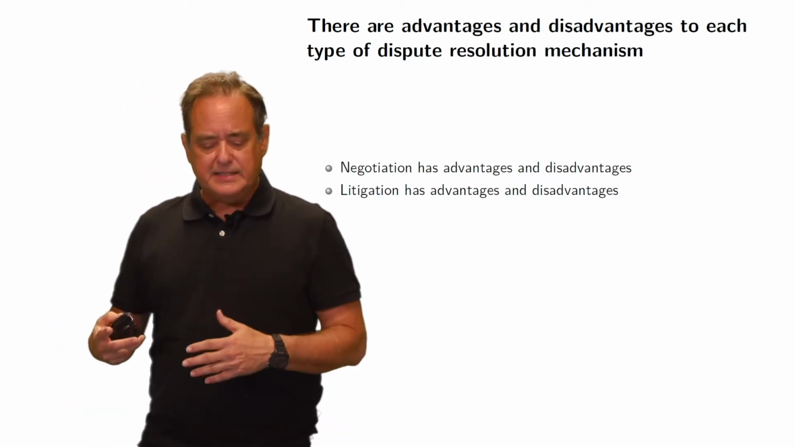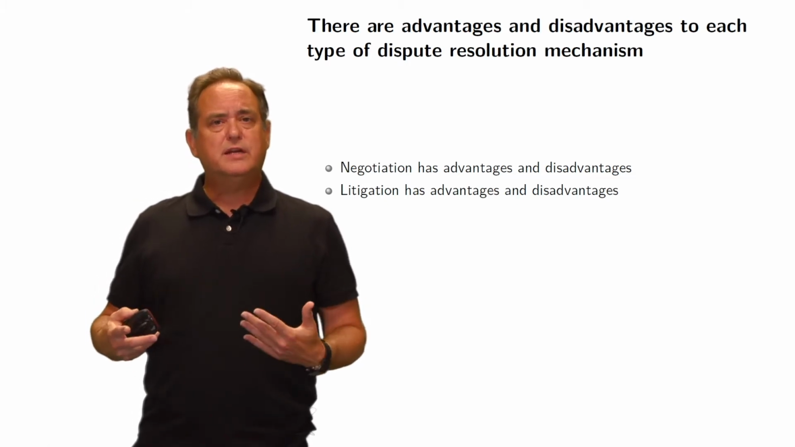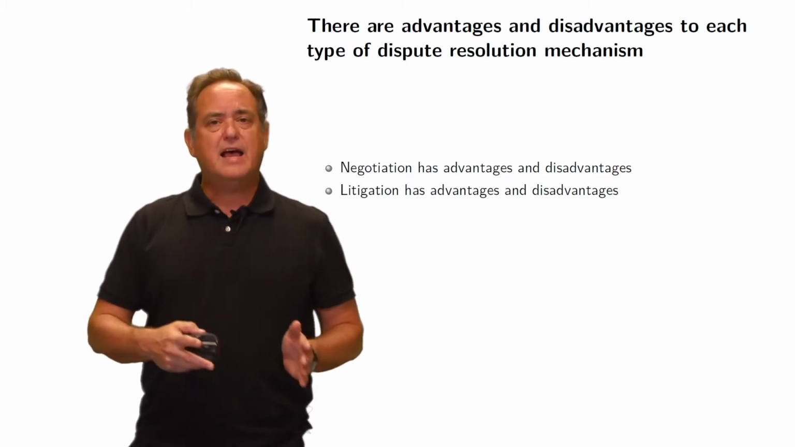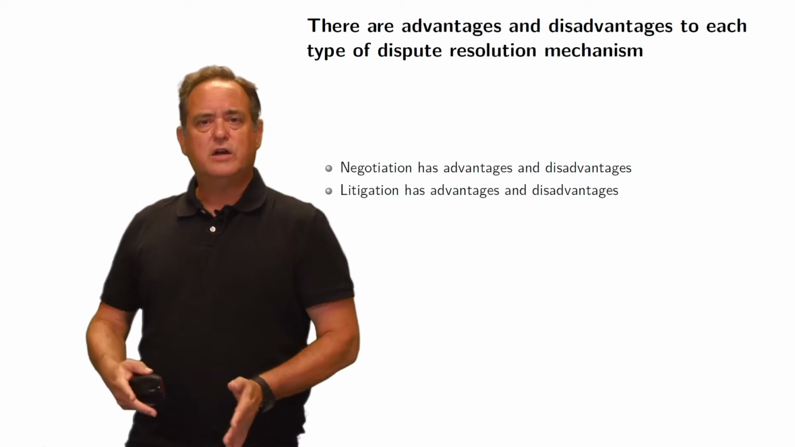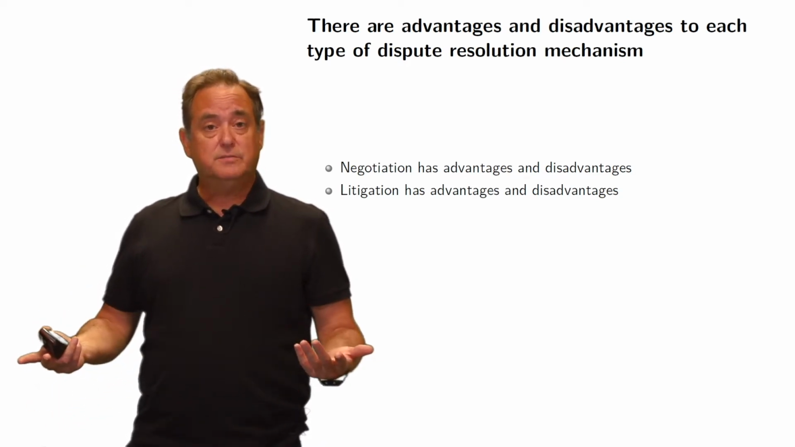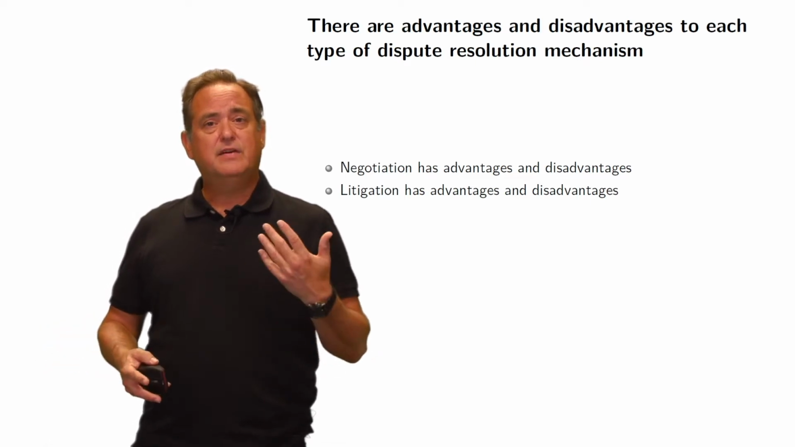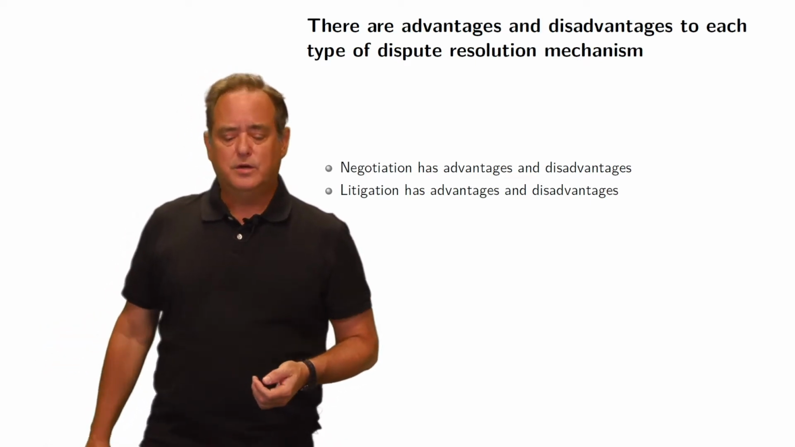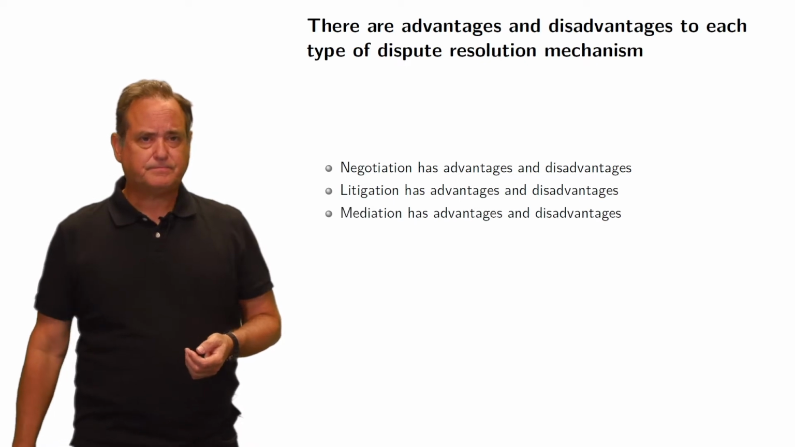There's a lot of extensive rules, and these rules tend to be inflexible, meaning you have to have certain documents in on a certain date at a certain time, and those aren't subject to change. So very inflexible rules with litigation.